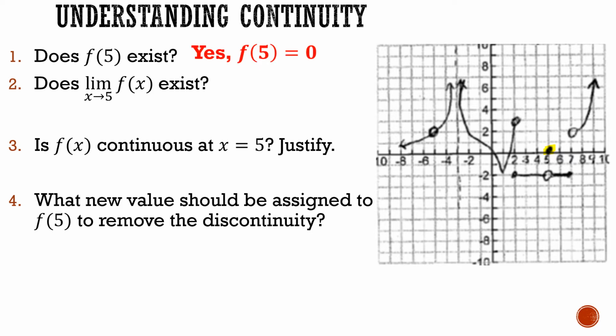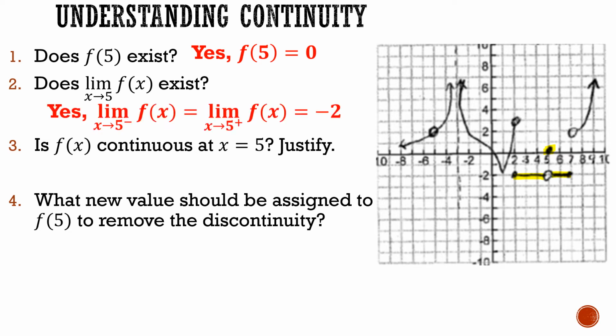All right, the next question says, does the limit as x approaches 5 of f of x exist? Now remember what your definition of the limit says, that it has to exist from both the left and the right-hand side of 5. So again, I don't care what it is at 5, I care what it is on the left and the right. So on the left-hand side of 5, my graph is going to y equals -2. And on the right-hand side of 5, my graph is also going towards -2. Therefore, the limit does exist, and the limit actually equals -2.